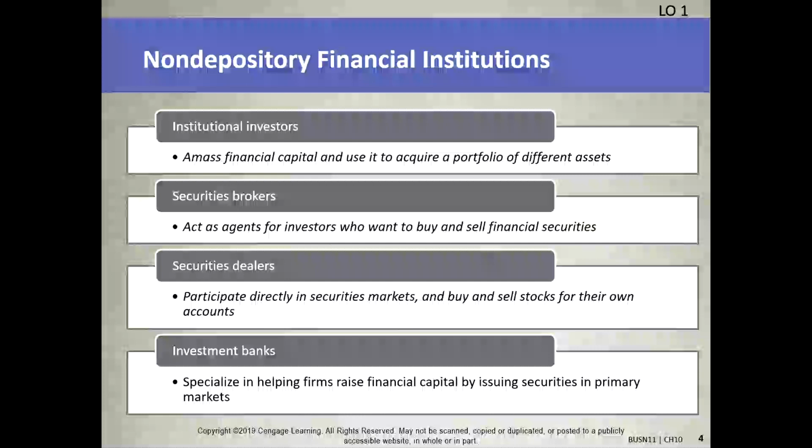Okay, securities brokers act as agents for investors who want to buy and sell financial securities. So for example, maybe you use Ameritrade to buy and sell stock. Ameritrade would be your security broker. And they charge you a fee every time they buy and sell for you. Now, a dealer participates directly in the markets, but they buy and sell for their own accounts.